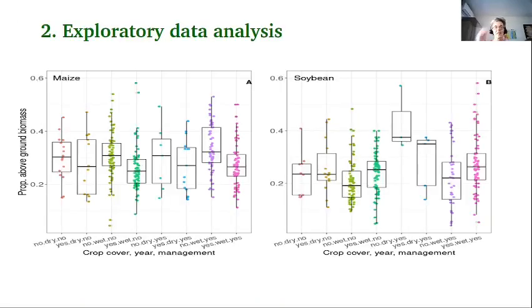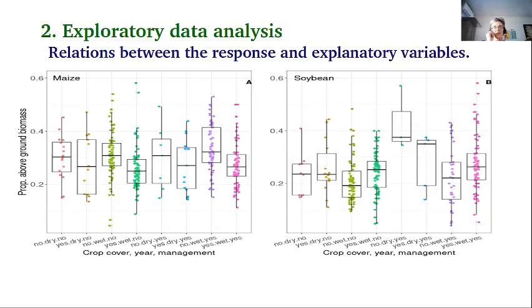In the exploratory data analysis I explored the relation between the response and the explanatory variables. Here I show the box plot relating the proportion of above ground biomass for combinations of the variables crop cover, year and management for maize and for soybean. By and large what we see is that if we take, just as an indication, the median of the different groups, the relationship between the medians depends on the different combinations of the levels of the categorical explanatory variables.